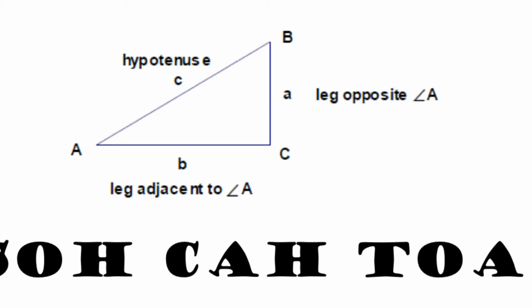In this diagram, with respect to angle A, which I'll mark right here, if you go across from angle A, you have this side that I'm going to darken in red. That side is called the opposite side, because it's opposite, or across from, angle A.